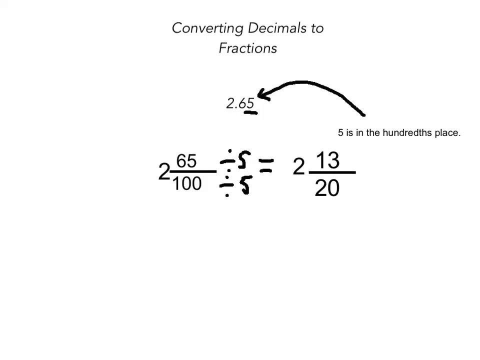Now back to converting decimals into fractions. Our first example will be converting 2.65 into a fraction. Since the 5 is in the hundredths place, we will create the fraction 2 and 65 over 100. We can then simplify this by dividing the numerator and the denominator both by 5. This will give you your final answer of 2 and 13/20ths.